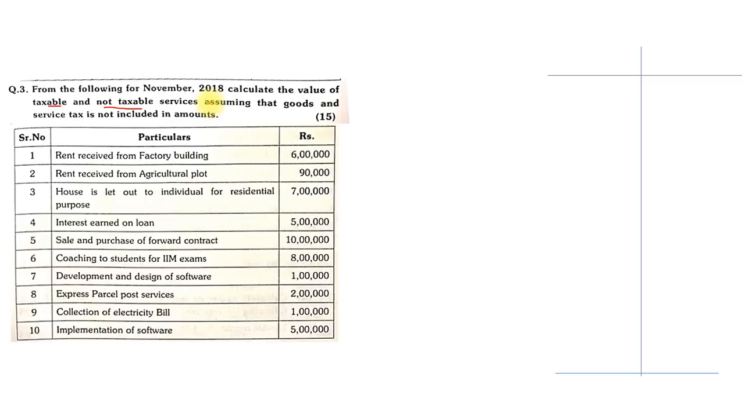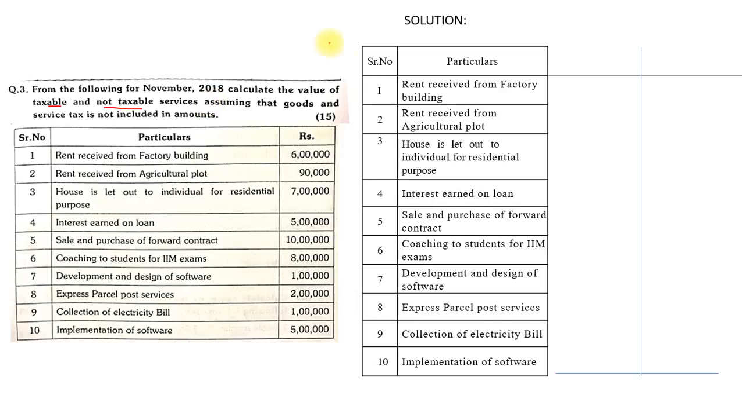The list is given. You just have to segregate which of them are taxable and which are not taxable, and later just add them up to get the taxable and non-taxable values. So the columns will be very simple: serial number, particulars. Just note down the list however it is given and make two columns: taxable and non-taxable.